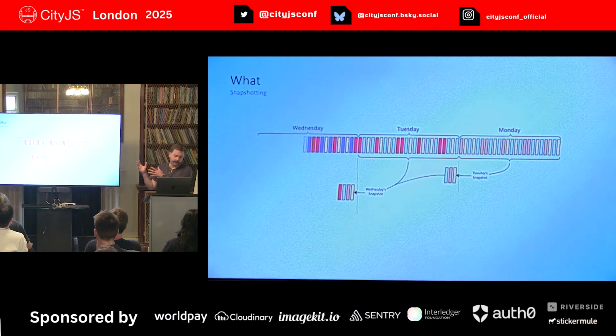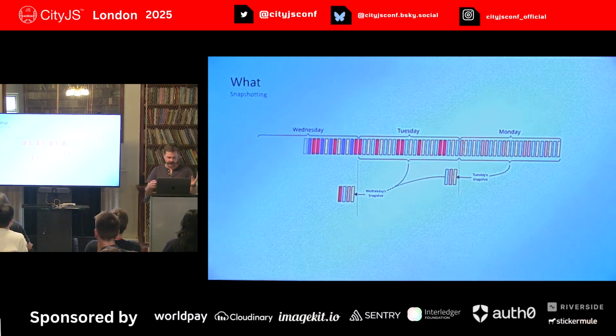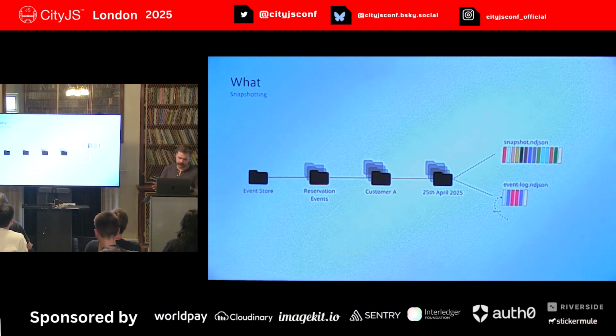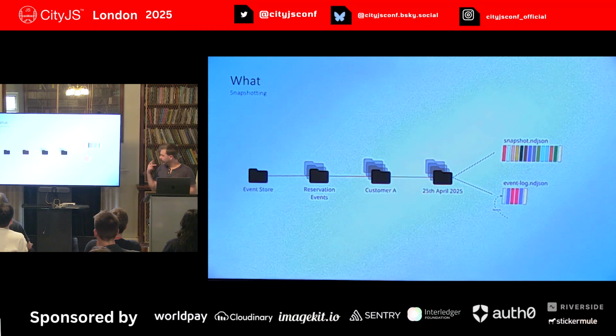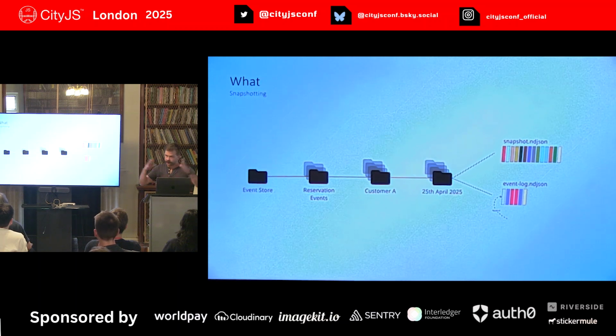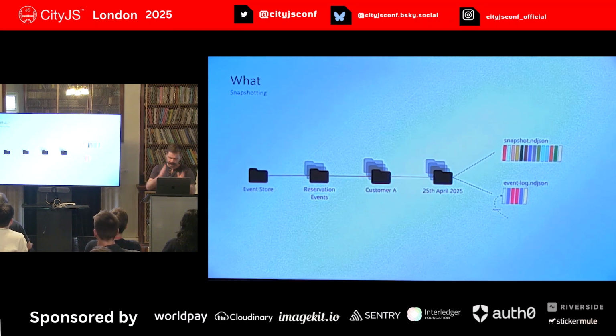And we take our previous snapshot and condense it next to the previous event logs to produce Wednesday's snapshot. And we end up now with an event store that looks like this. Within each customer directory, we have a date, and with each one of those, we have the snapshot that was produced that morning and the day's event log.